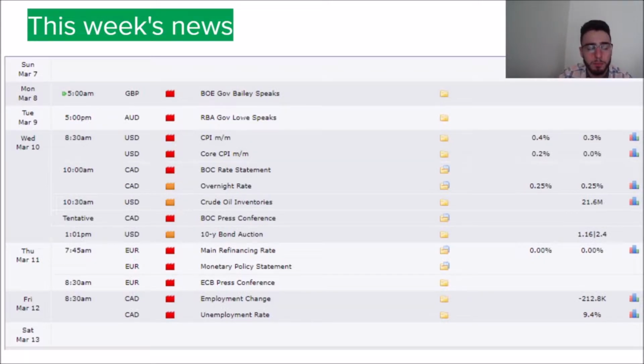At 5 a.m. we do have British pound news when Bank of England Governor Bailey will speak. At 5 p.m. on Tuesday we have Australian dollar news when the Reserve Bank of Australia Governor will speak. And then on Wednesday we have USD news at 8:30, Canadian dollar news at 10 a.m., and tentative Canadian dollar news of the Bank of Canada press conference for the entire day.